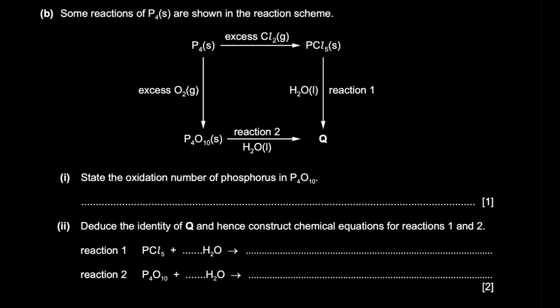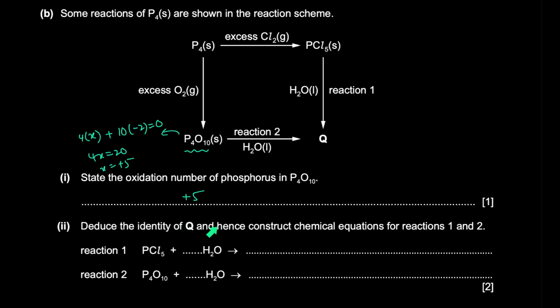Some reactions of white phosphorus, that's P4, are shown. State the oxidation number of phosphorus in P4O10. Now, if you guys remember, this is phosphorus 5 oxide. So what's the oxidation number of phosphorus here? You guys should remember that the oxidation number of phosphorus here is +5. But you can calculate it as well. We have 4 phosphorus, so we have 4x, and we have 10 oxygens, and each oxygen is -2, and this is equal to 0. So we can say 4x is equal to 20, so x is equal to +5. Okay? In case you guys forget, you can always calculate it.